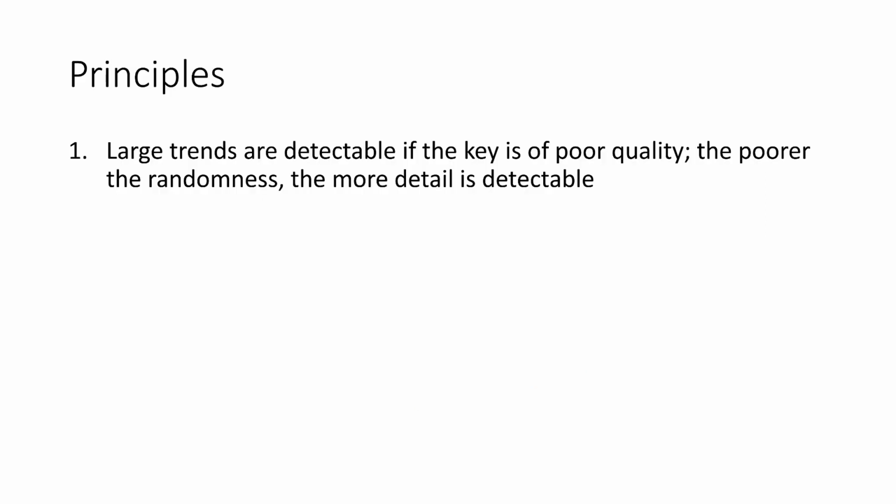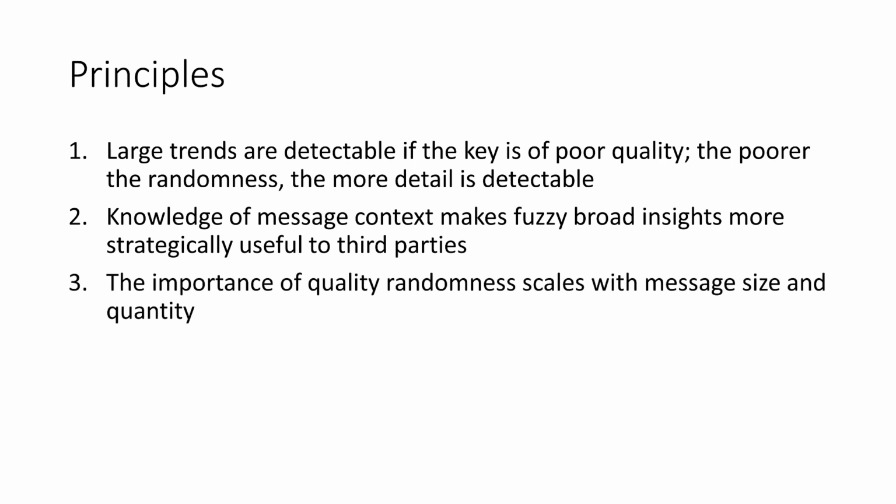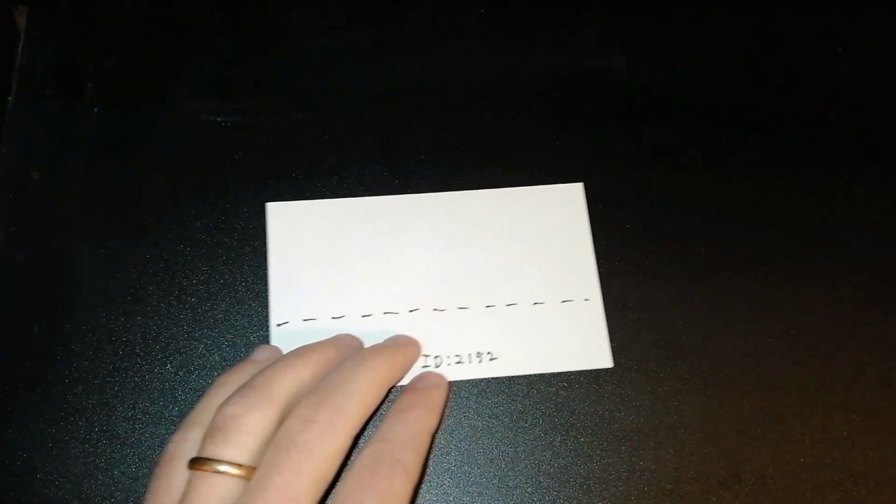The takeaway points are, large trends are detectable if the key is of poor quality. The poorer the randomness, the more detail is detectable. Knowledge of message context makes fuzzy, broad insights more strategically useful to third parties. The importance of quality randomness scales with message size and quantity. So with all that in mind, I present to you some practical alternatives to dice for key generation. But your mileage may vary. I make no guarantees about the quality of the results, so please use your good judgment and reasoning.